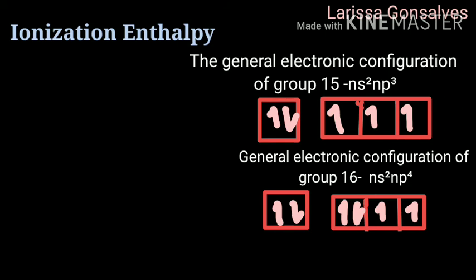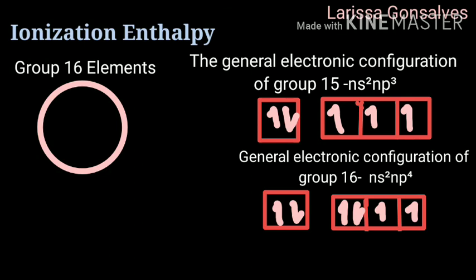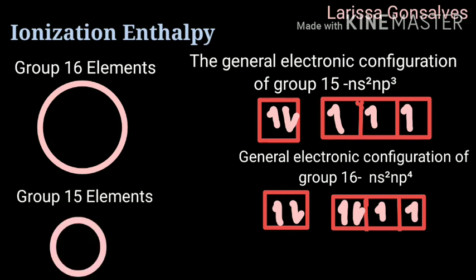We know that the elements of group 16 are bigger in size as compared to group 15 elements. According to the theory, more ionization enthalpy is required to remove an electron from smaller atoms. However, in group 15 elements, more energy is required to remove an electron from the valence shell because group 15 elements have highly stable electronic configuration.